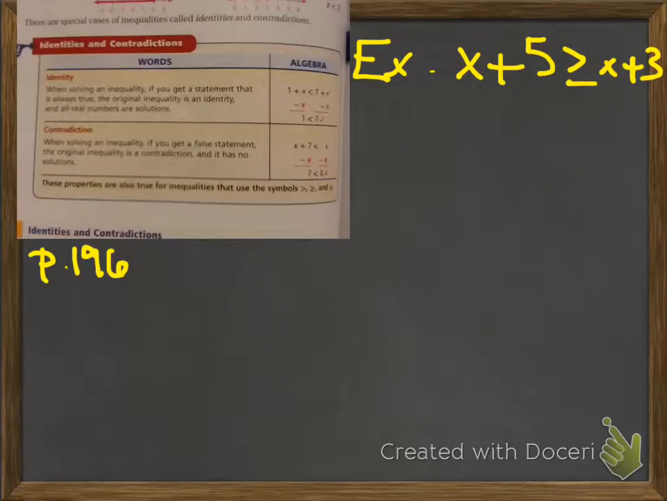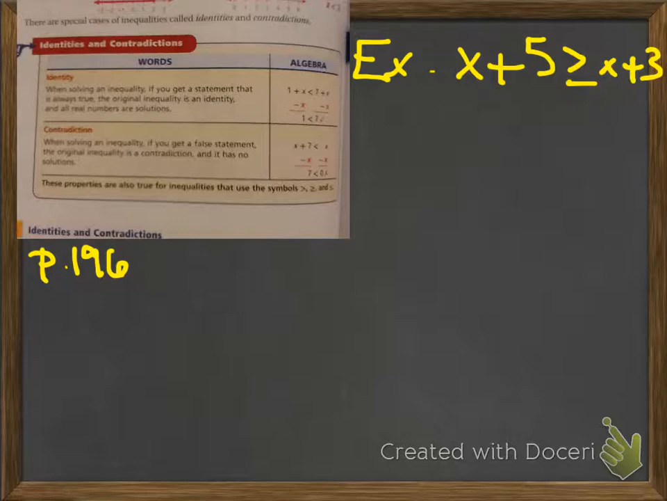Okay, on page 196, they talk about identities and contradictions. An identity is when you solve it, you will have a true statement, but your x is gone. A contradiction happens when your x is gone, but you have an untrue statement. Okay, when it's an identity, you could put any number you wanted into the original equation and it would work. So every number is a solution. A contradiction, no number is a solution. Nothing would work. Okay, so that would be the big difference between the two.